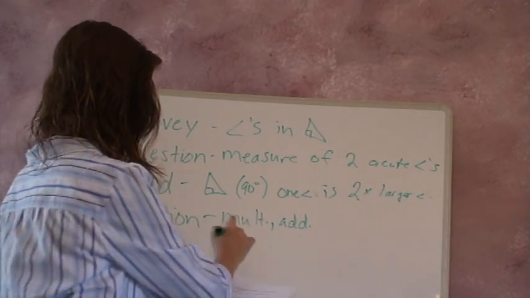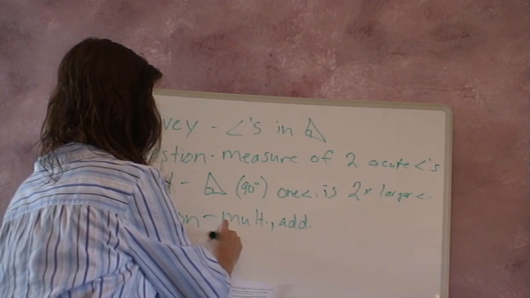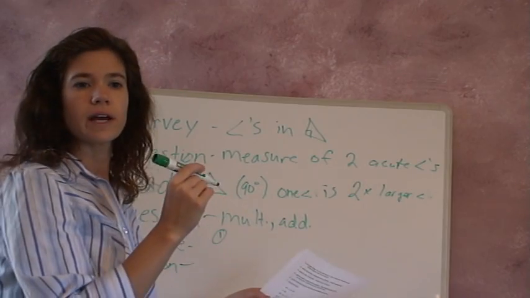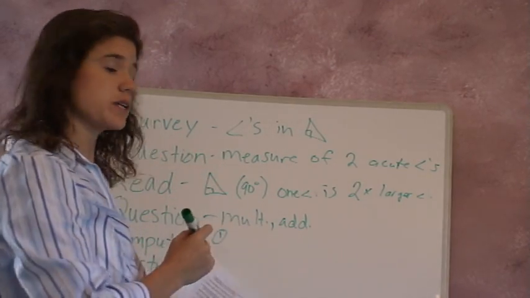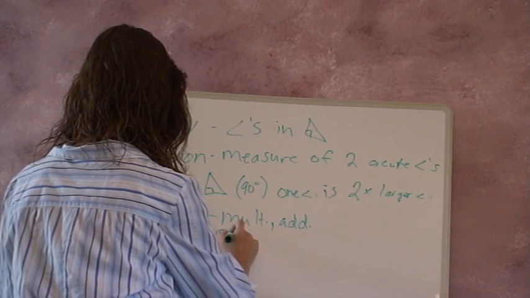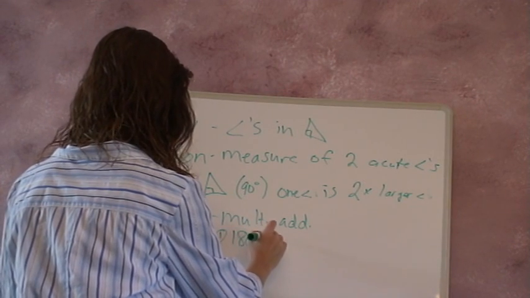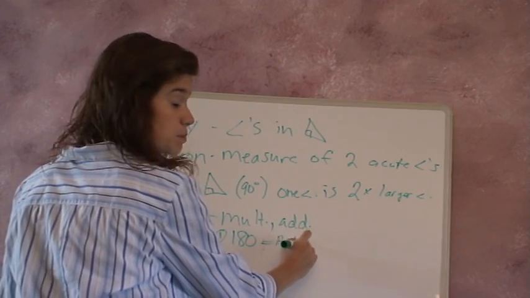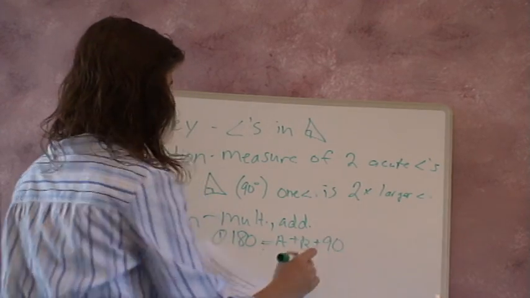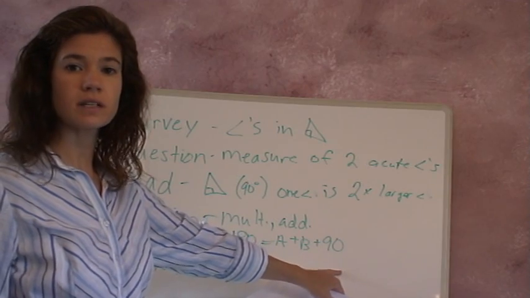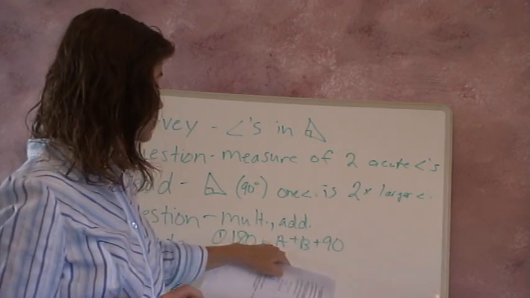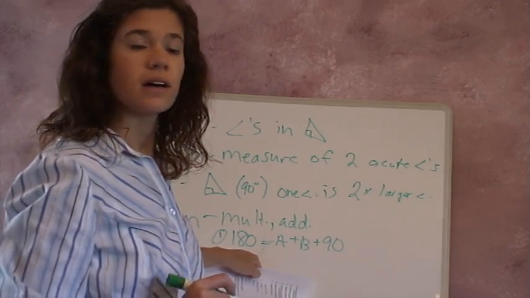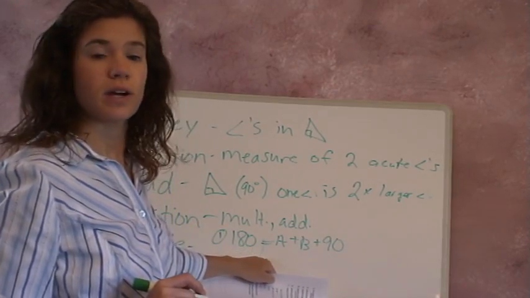Compute, okay, here's where you set up your two equations. Okay, Andrea, what did you get for one of your equations? Yes, 180 equals A plus B plus 90. You got that because you know one of the angles is 90 degrees. It's a right triangle. You have two other acute angles, and the angles have to add up to 180 degrees in the right triangle.